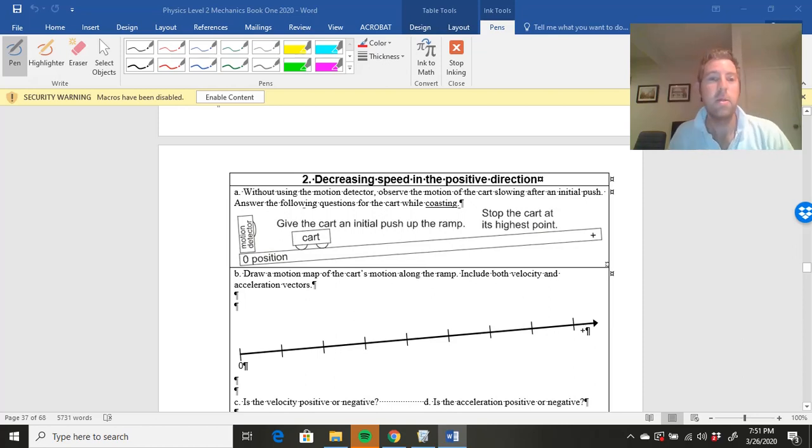I'm on page 36, and this time what we're going to do is the cart's here, and we're going to give the cart a push and stop the cart at the highest point up here. And it says answer the following questions for when the cart is coasting. So after I've finished pushing it and it's rolling up and it stops at its highest point. So I'll show you what that looks like.